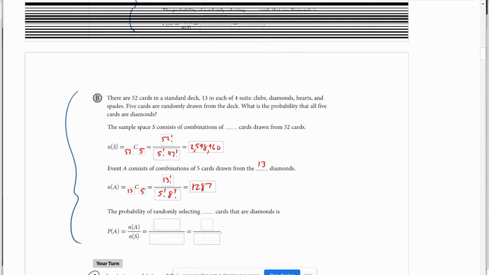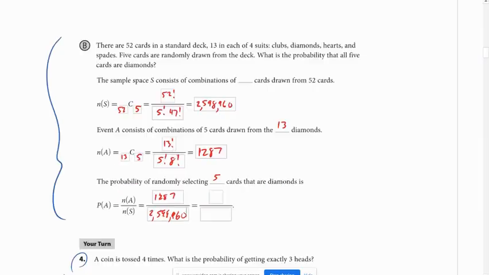The probability of randomly selecting 5 cards that are diamonds is 1287 over 2,598,960, which is equal to 33 over 66,640, or about 0.0005, which if you move the decimal place 2 places is 0.05%.